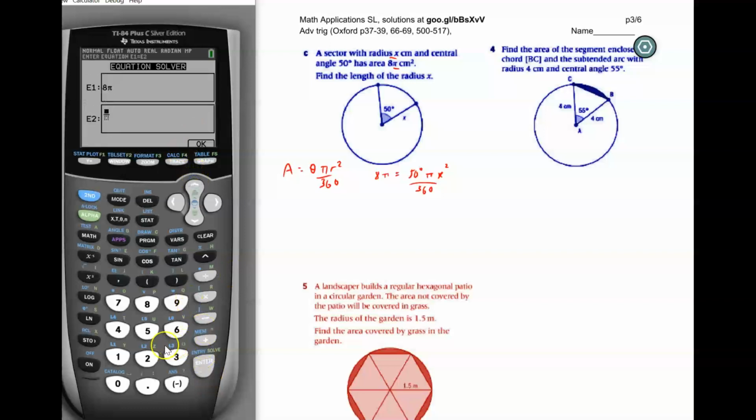And we're going to put 50 and pi on top, x squared. And on the bottom, I'm going to put 360. And then I'm going to say OK. And then I'm going to press alpha solve for x. And the answer is 7.59.